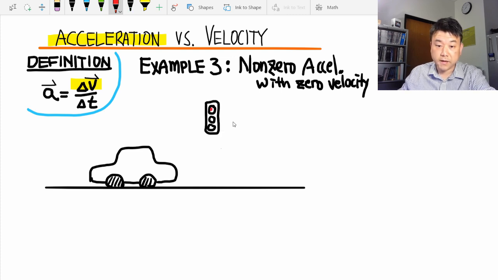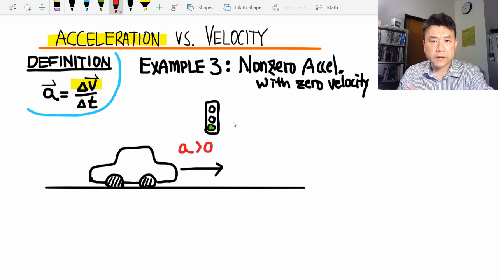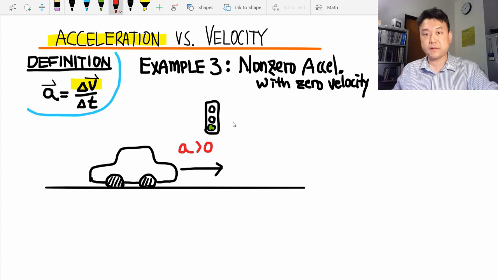The light is red, so the car's not moving. Its velocity is zero. And since it remains at zero, its acceleration is also zero. You don't feel like it's moving. Now, at time equals zero, the light changes from red to green. And the car starts to move forward. And you feel this motion. If you step on the accelerator pedal hard enough, you will feel thrown backward in the car. That's how you're feeling the motion.